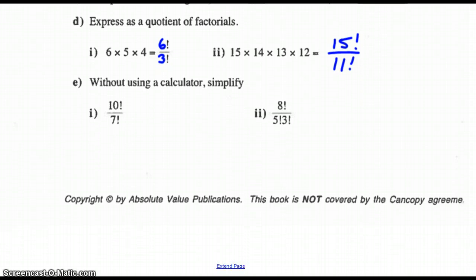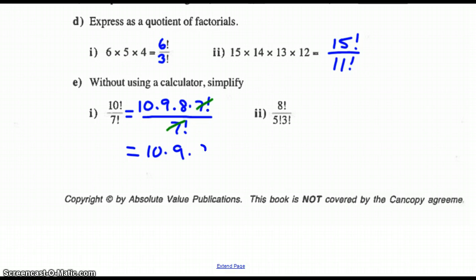Part E then, without using a calculator, simplify. Well, 10 factorial can be written as 10 times 9 times 8 times 7 factorial. I did that because my denominator is also 7 factorial. I can now reduce 7 factorial by 7 factorial, which gives me 1. So I'm left with 10 times 9 times 8. And 9 times 8 is 72, multiplied by 10 is 720.